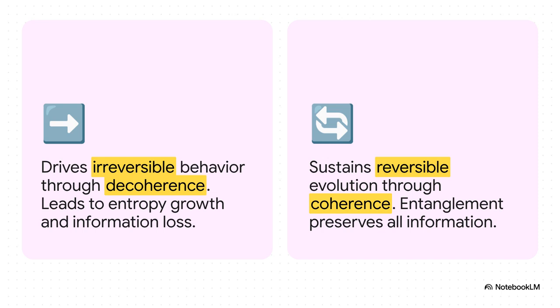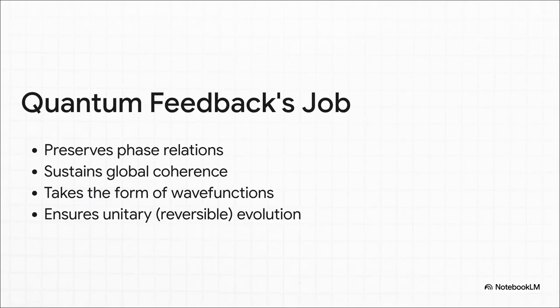It's like two sides of the very same coin. So, in this quantum world, the feedback loops are working overtime to keep everything pristine. They're maintaining the delicate relationships between quantum states, they're upholding the coherence of the entire system, and they allow for a perfectly reversible evolution. This is the world where you can unscramble the egg, so to speak.